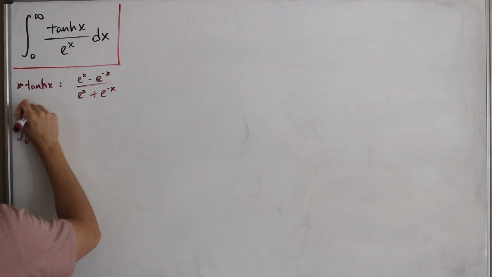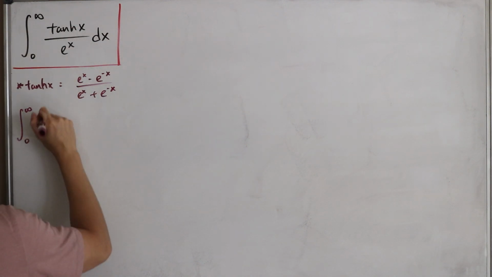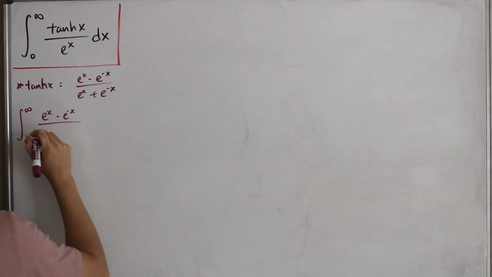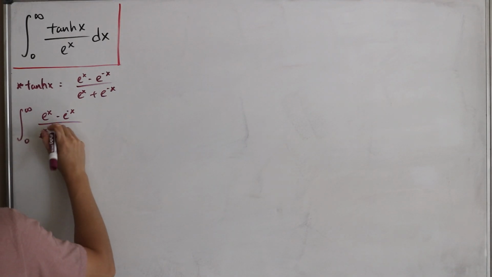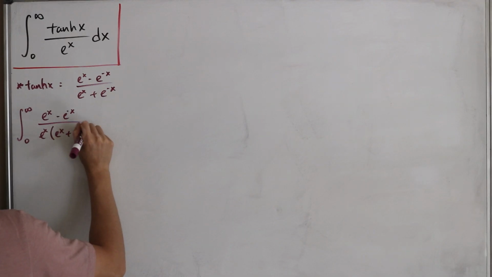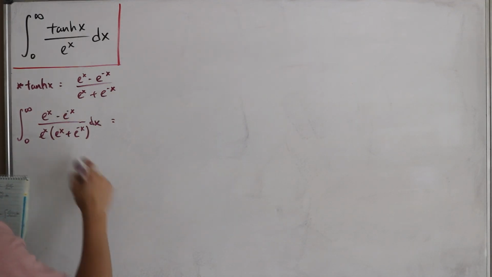So we have 0 to infinity, and this is going to replace our hyperbolic tangent with this form. So e to the power x minus e to the negative x, over e to the x plus e to the negative x, and then multiplied by e to the negative x, dx. Okay, so let's simplify things a little further.